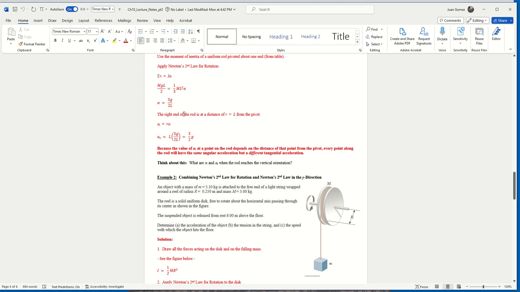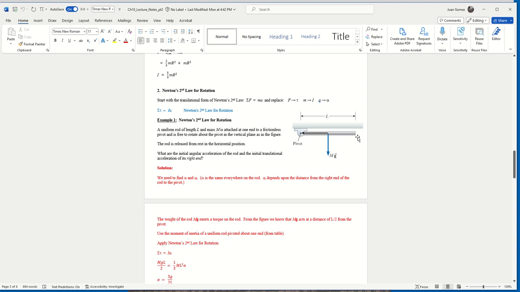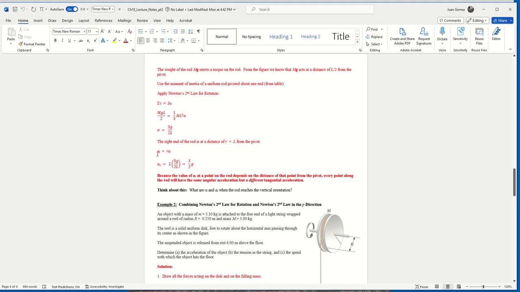In this case, the right end of the rod is at a distance of R equal to L from the pivot. Remember, I want AT, the tangential acceleration of the right end of the rod. So AT is, in general, R times alpha. What is R? R is L. What is alpha? 3G over 2L. So you get AT is equal to 3 halves G. Notice it's greater than G.